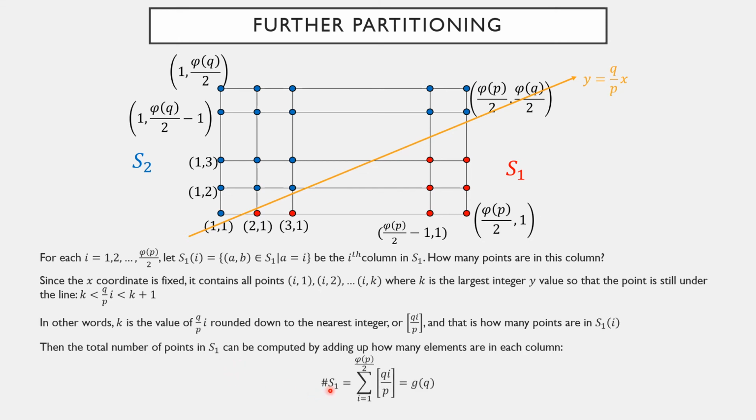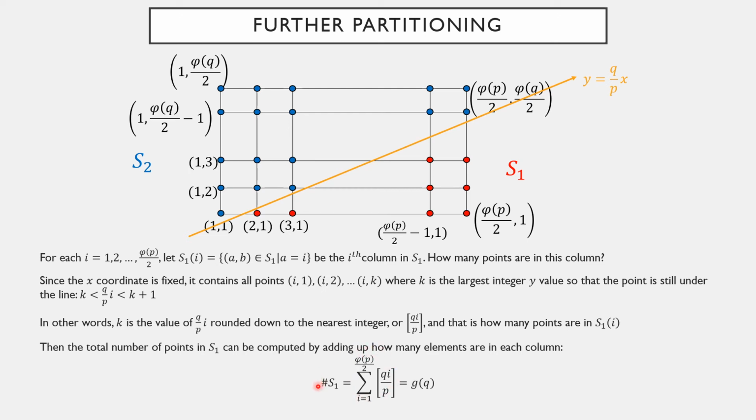So how many points are there below the line? If i equals 1, this tells me how many points in the first column. If i equals 2, how many points in the second? And I count column by column from the first, second, third, all the way to the last one, which is phi of p over 2. So here, I'm counting up how many points in each column and adding it all up.